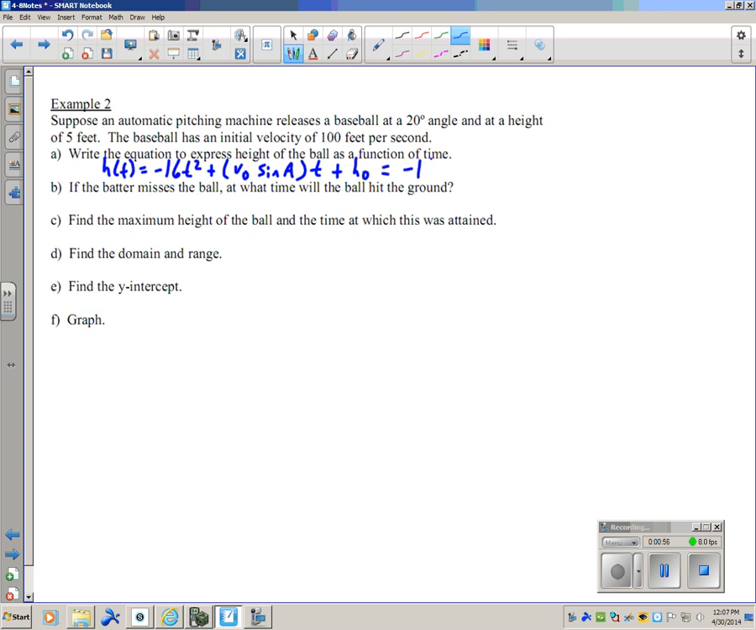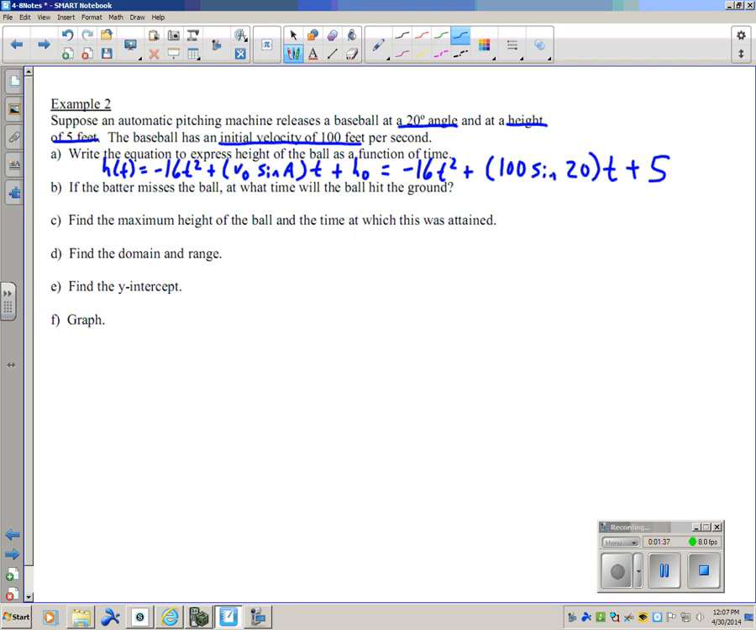Negative 16 t squared is staying right there. The initial velocity, they said, is 100 feet per second. So 100, and then the sine of the angle, and it's a 20-degree angle, so sine of 20 times t, and then plus the initial height, which is 5 feet, so plus 5. So h of t is equal to negative 16 t squared plus 100 sine 20 times t plus 5. It says, if the batter misses the ball, at what time will the ball hit the ground?